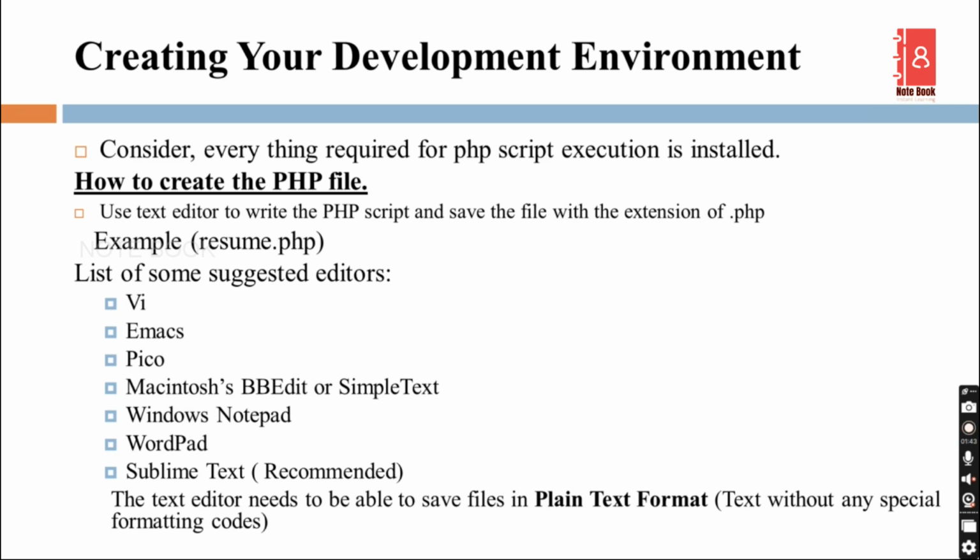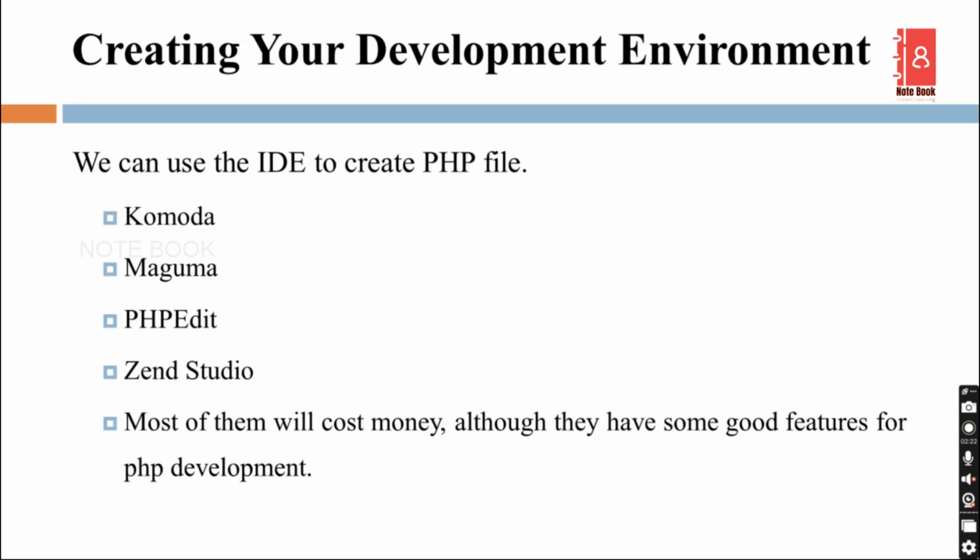We can go with any kind of text editor to write the PHP script and save the file with the extension .php. This is the main thing. Whenever we are writing a PHP script, we have to save the file name with .php as the extension. Some suggested editors are Vi, Emacs, Pico, Macintosh BBEdit or SimpleText, Windows Notepad, WordPad, and Sublime Text. Among those editors, Sublime Text is the recommended one, and these text editors need to be able to save files in a plain text format without any special formatting.